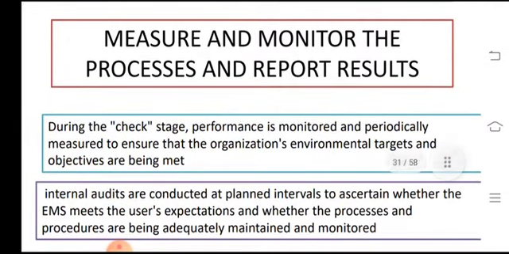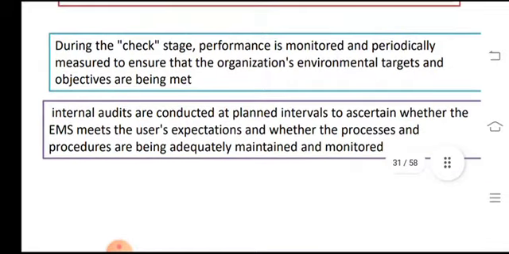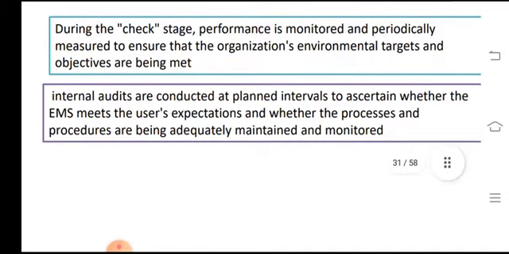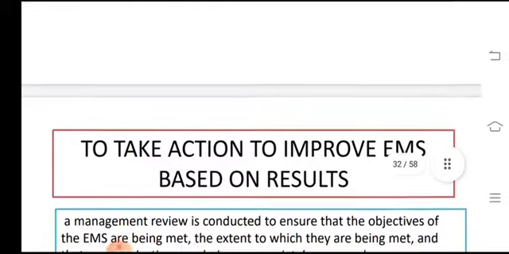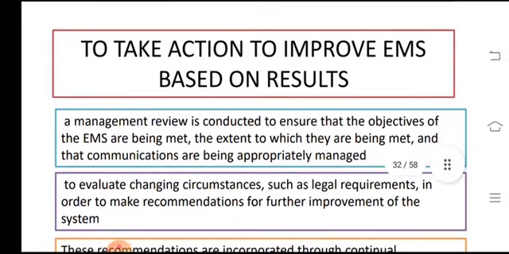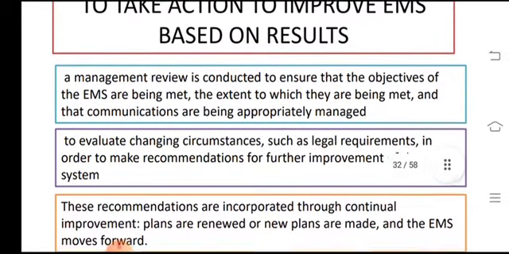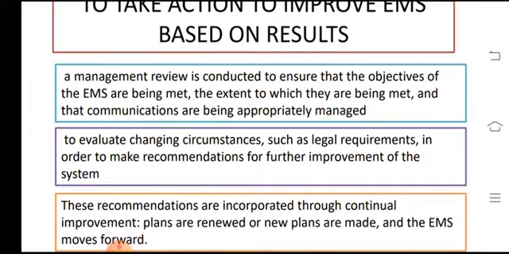Now this is the monitoring process: measure and monitor the processes and report results. During the check stage, performance is monitored and periodically measured to ensure the organization meets its environmental targets. Internal audits are conducted to take action to improve the EMS based on the results.